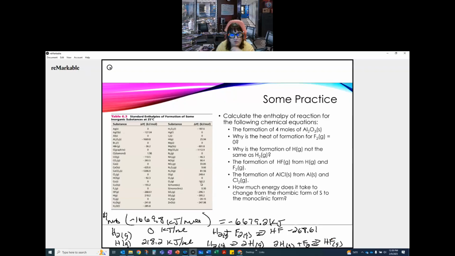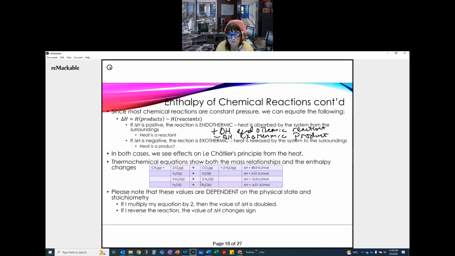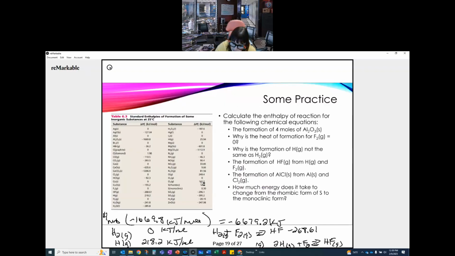So how would I find that value? Well, we talked about this a couple of slides ago, and I said we'd come back to it. What I said was that the H for the products minus the H for the reactants is what we're looking for. Let's see what that looks like. The H for this product, HF, is the value we found from the table, right there: negative 268.61. And for the reactant F2, that's going to be 0.